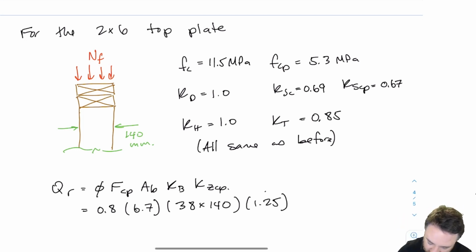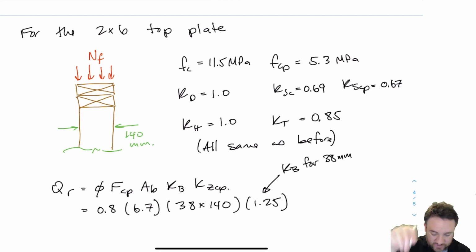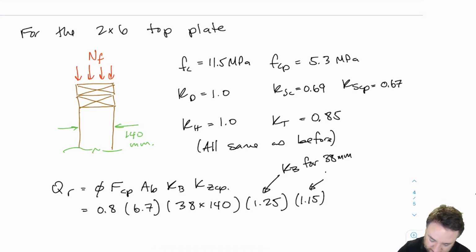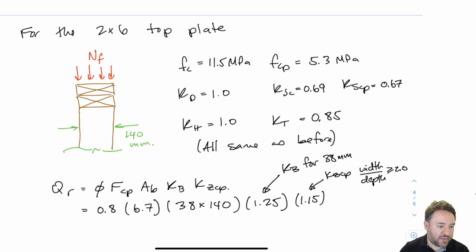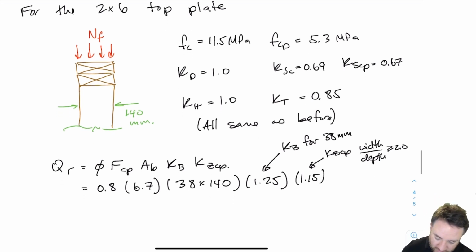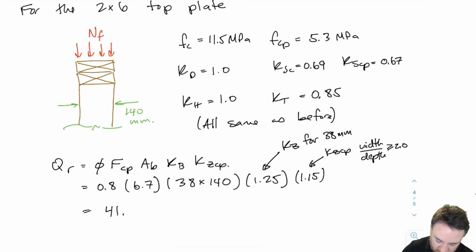1.25 is our KB. Without going into detail, we can use KB because we're not at the end of the member. We're not in a high bearing stress area. And we have a 38 millimeter bearing length, which is along the length of the member, the top plate. And we have a KZCP of 1.15 because we have width over depth greater than 2 because we're loading that top plate on the flat. Okay, so we do all that and I get 41.0 kilonewtons.